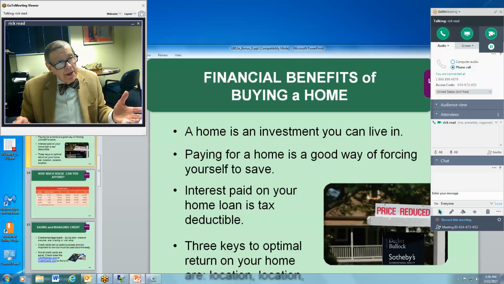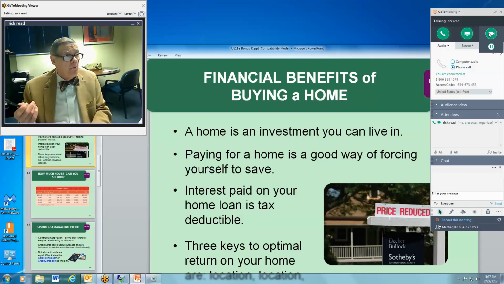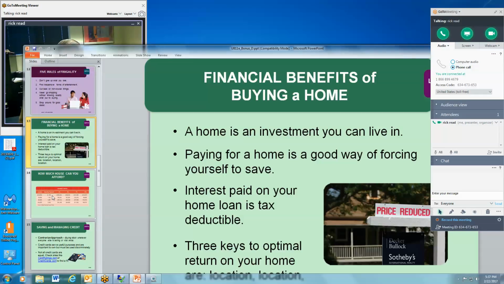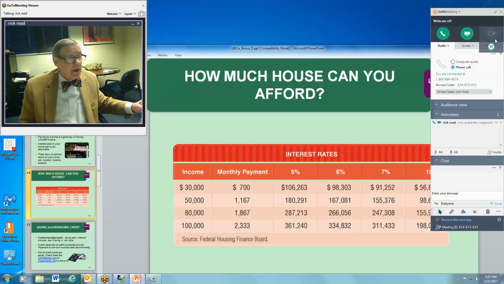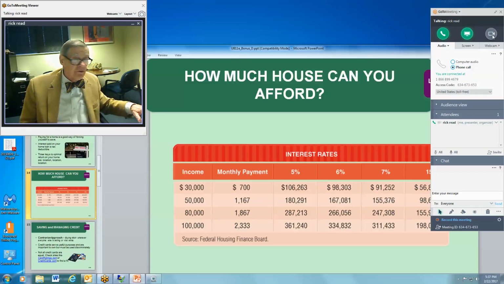Remember, a home can be an investment. Some people would disagree with it, but it can be. If you're buying a home and you're paying a mortgage, it's a good way to force yourself to save money. And remember, the interest you pay on your home loan is tax deductible. And then if you're looking to buy a home as an investment, you have to look at the 3 major things, and they all are the same word: location, location, location.